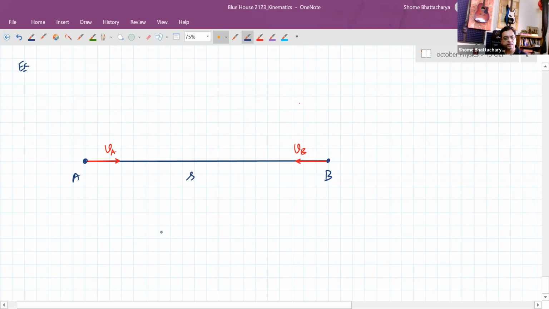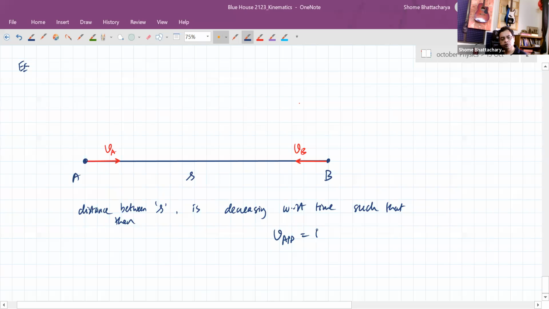So two particles directly approaching each other in one-dimensional motion. In this case, what will happen is that the distance s between them is decreasing with respect to time, such that the approach velocity is equal to VA plus VB.